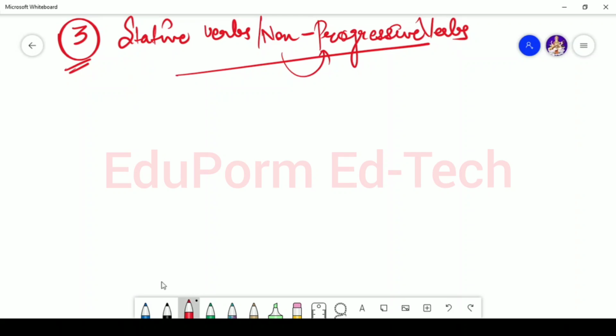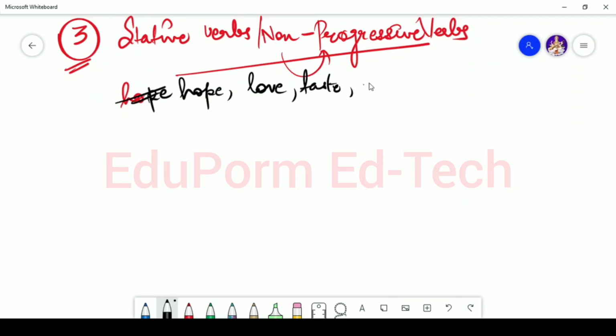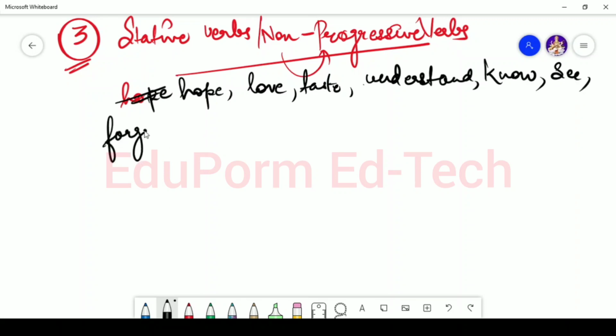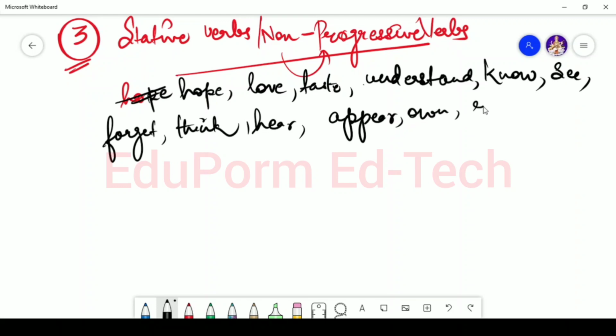Let's say when you are talking about hope, love, taste, understand, know, see, forget, think, hear, appear, own, resemble, cost, okay, etc. Now these are the stative verbs which will not make use of present continuous tense.